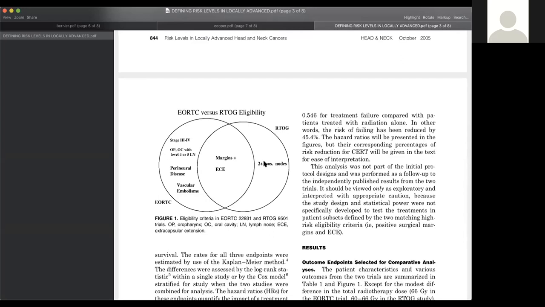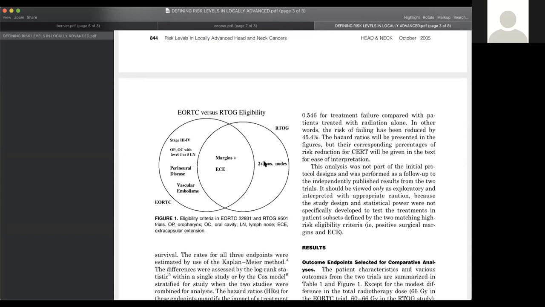The trial has to be replicated in a real world scenario. So what has happened is after all this data has been published, there's a large retrospective study from, I think, the SEER database or the NCDB database, where they have shown, as a retrospective population based study, that patients who have positive margins don't need adjuvant chemotherapy. Only those with ECE need adjuvant chemotherapy.